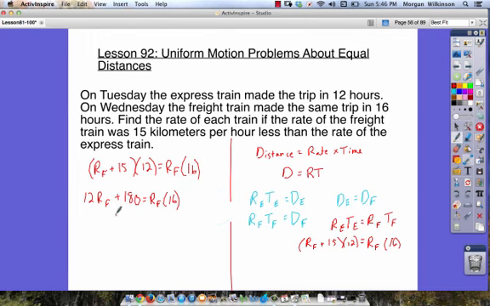Then, as we continue through, we know we're going to subtract 12 times the rate of the freight train on both sides.